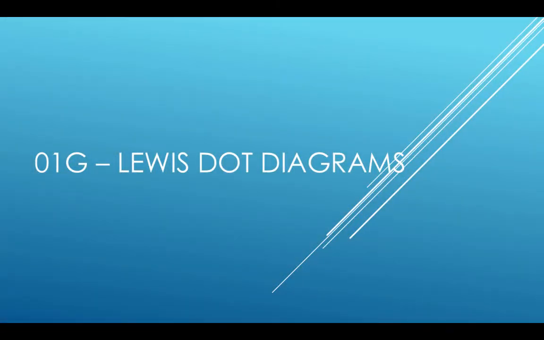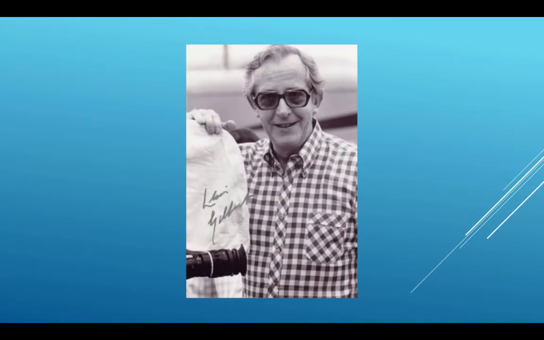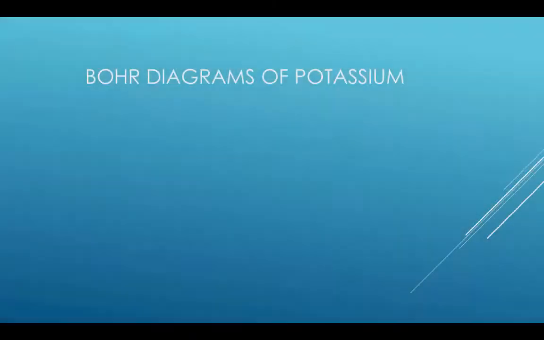Lesson 1G, Lewis dot diagrams. Gilbert Lewis in 1916 decided that drawing all the electrons around an atom seemed like a lot of work, considering that the valence shell electrons were the principal atoms involved in chemical reactions. He thought that the inner electrons were unnecessary when illustrating how the electrons were shared or transferred in a chemical reaction. Let's look at our Bohr diagram of potassium from our last lesson.